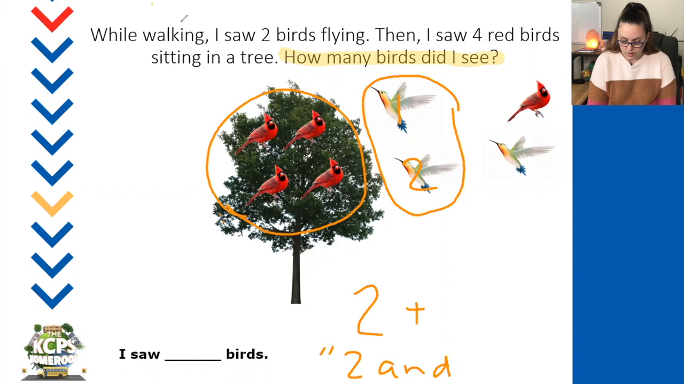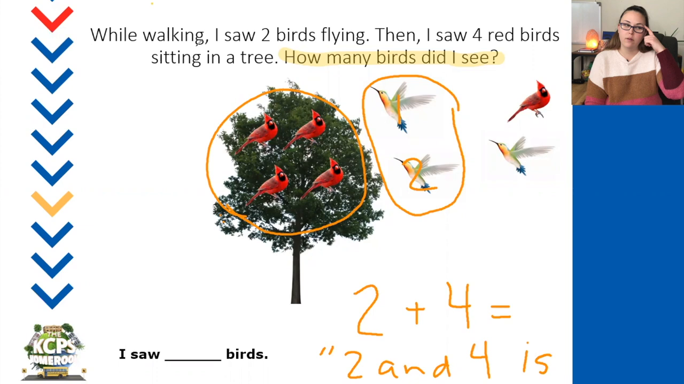So I have four red birds sitting in the tree. So two and four. And then we have to write an equal sign. An equal sign we can say with the word is. So two and four is, and then we have to think about putting them together.